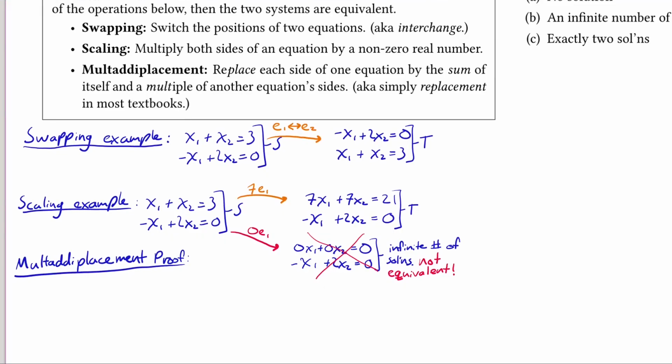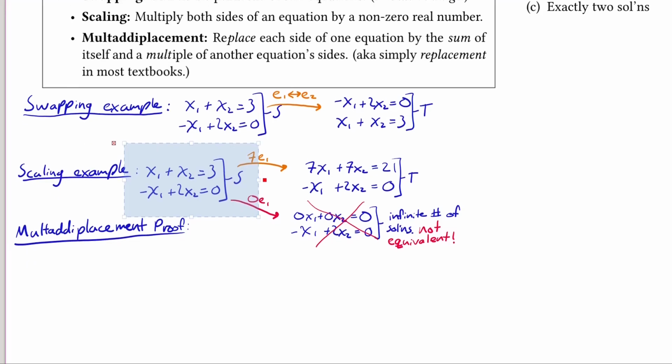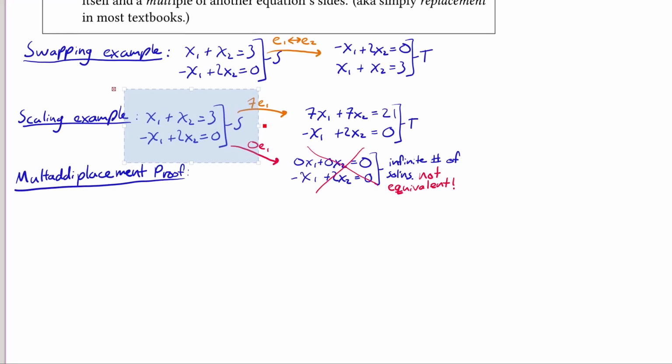What we want to show is that the two systems are equivalent when you do a multiple replacement operation. So maybe the system S is like the same system we've been looking at here. So we could just use that as an example. But to do a real proof, not just a proof by example, which isn't a real proof, we want to write out what this might look like in general. Like any system of equations where you do a multiple replacement operation might look like the following.